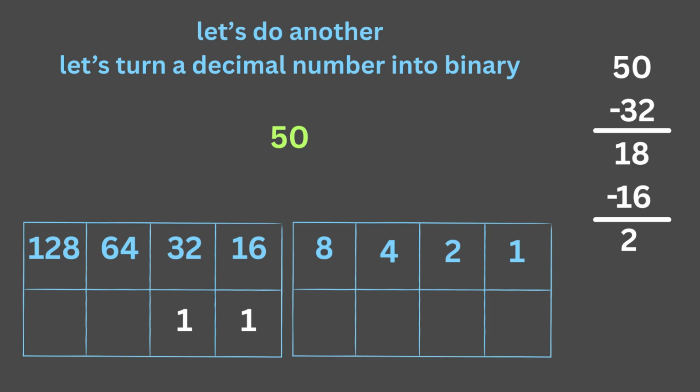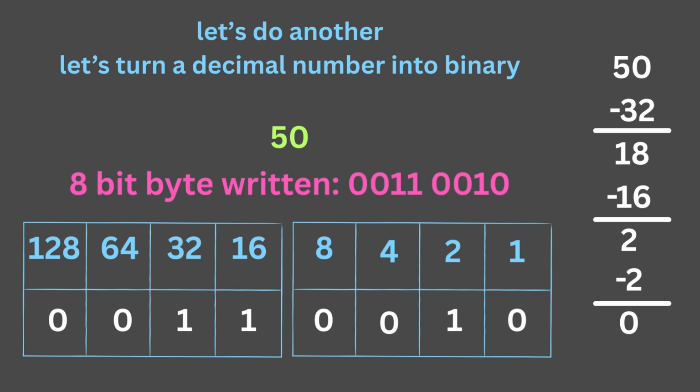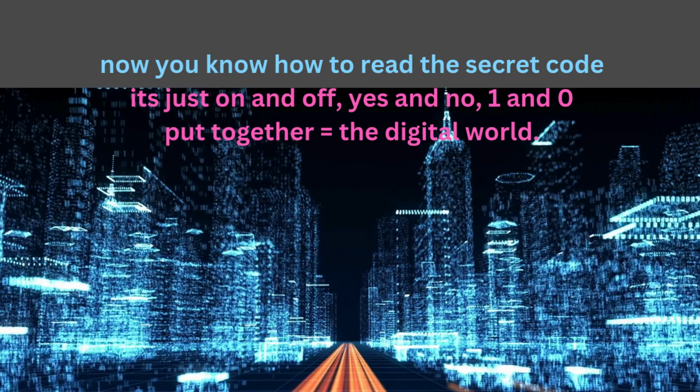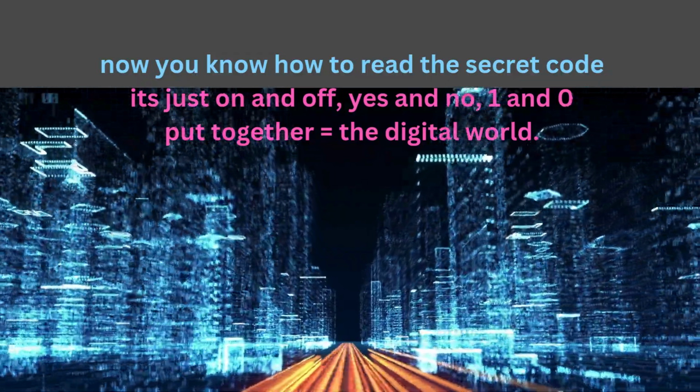Okay, so what should we do? We'll put a 1 in the 2 column. Now subtract 2 from 2 equals 0. Fill in the rest of the columns with zeros, and we have our answer. 0, 0, 1, 1, 0, 0, 1, 0. So this is easy, right?